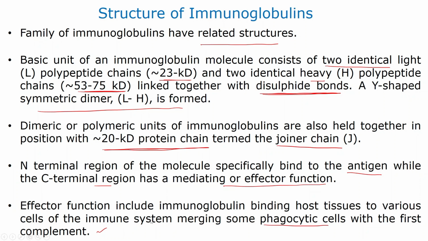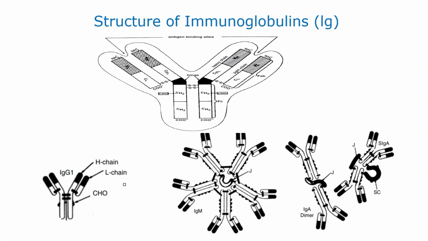So here in the structure, if we see, this is the structure of immunoglobulin. It is having 2 heavy chains, one heavy chain is this, and 2 light chains, one light chain is here, another is there, and then it is having 2 antigen binding sites.